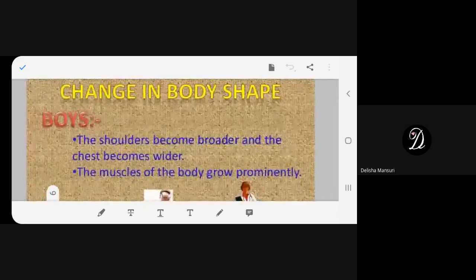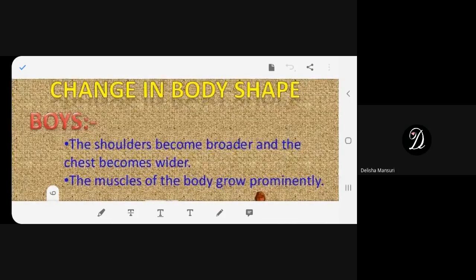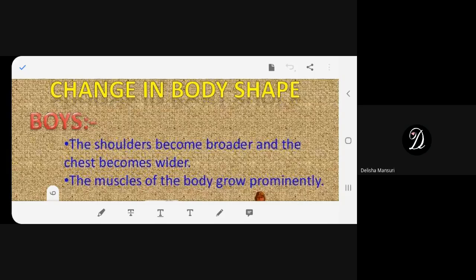Now, more in detail, the change in body shape. See, I've taken another slide. There's something extra to it, and you have to let me know what extra you have learned in this. We have already done the change in body shape. I hope you remember. What extra you're getting in this slide, you have to let me know. So all of you be attentive.